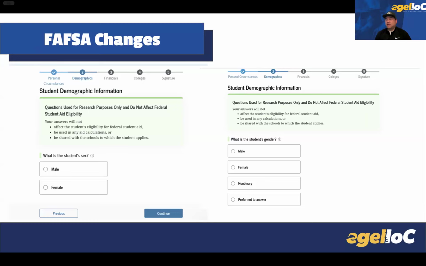Basically, what has happened is that the Trump administration has made an executive directive, right? And basically said that there's only two genders now, right? So they have male and female on the left, and on the right, what it used to be was male, female, non-binary, and prefer not to answer. Unfortunately, those choices are now gone. If your student does identify as one of those categories, we'll have to talk about how we need to proceed here. Okay, so some changes there.